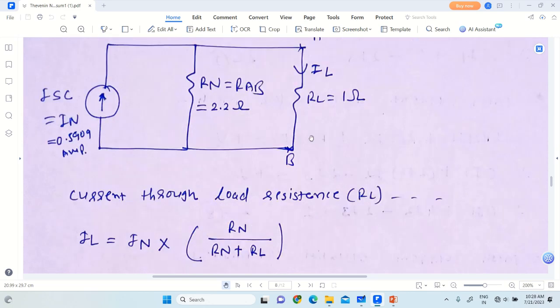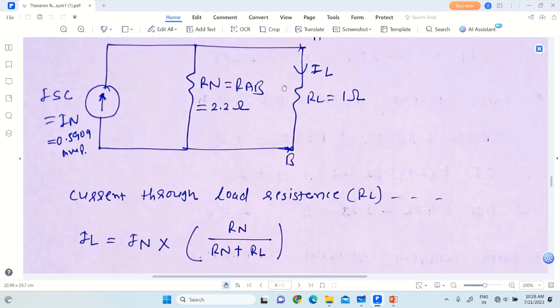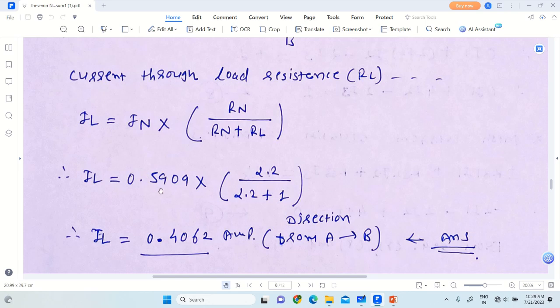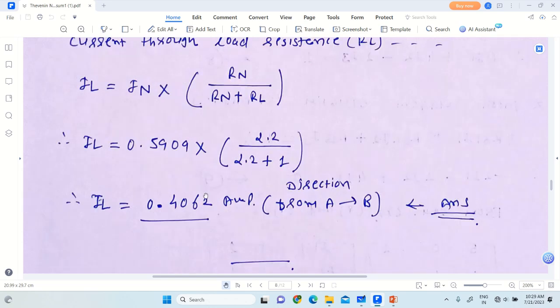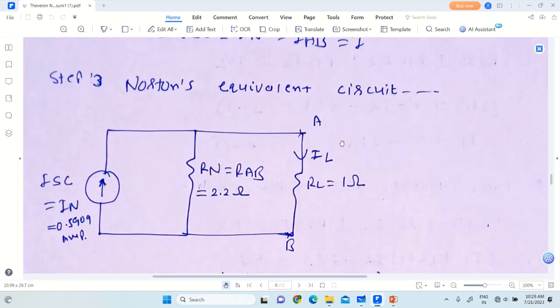Now there is one current source, so using the current divider formula you can find the current through the load resistance IL, and that is equal to what? IN, the total current, into, since we want to find IL through RL, take the opposite resistance, that is RN, upon the total resistance, RN plus RL. So all values are known: IN is 0.5909, RN is 2.2, upon 2.2 plus RL, which is 1 ohm. Simplify this, you obtain IL as 0.4062 amps.